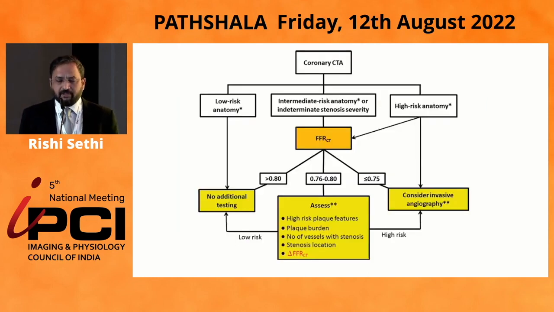And CT-FFR essentially follows the same principle. If the CT-FFR value is greater than 0.8, then relatively no further testing needs to be done. Anything less than 0.75, one should go for angiography, and anything between 0.75 and 0.8 is the gray area.